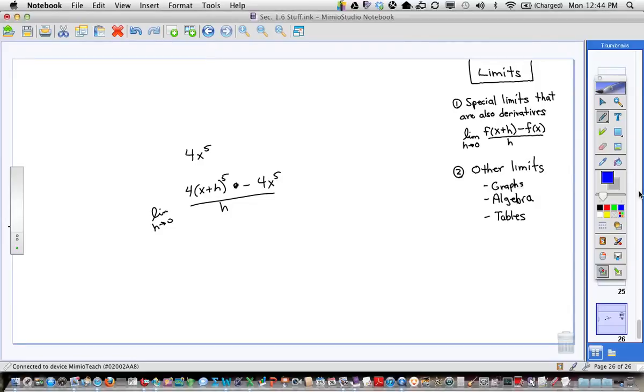If I just said use the definition and do it the long way, then we would have had to do this. And FOIL that out, that'd be a big mess with a 5th power. A bunch of things would cancel. X to the 5th would cancel. H's would cancel. Then we'd plug a 0 in for h, and lo and behold, we'd come out at the end with 20x to the 4th, right? So when I say that all derivatives are limits, it's because the definition of a derivative involves a limit. Technically, all derivatives have something to do with limits, but not all limits have anything to do with derivatives. Some limit problems are just limit problems.